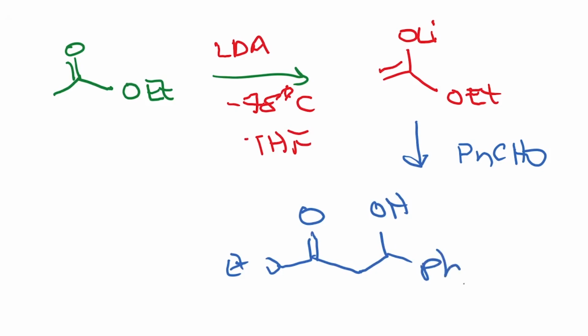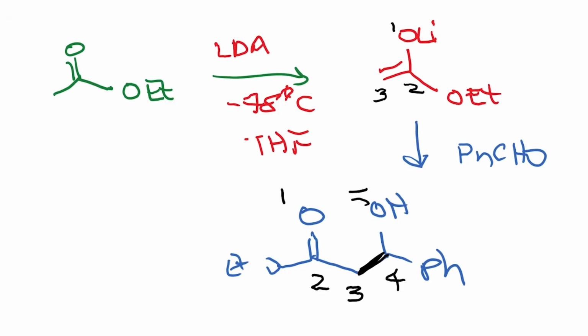You end up with the aldol product. Just to complete the numbering, this is 1, 2, 3, and the aldehyde is 4 and 5. So this is the new bond that is formed. So esters can be treated very similarly to ketones, and you can actually produce the same sort of intermediate.